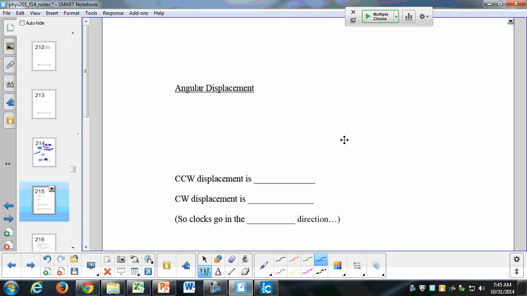Okay. Now, angular displacement. If you remember before, we had angular position was x, and our position was x, and our displacement was just x final minus x initial. We're going to have the same thing for angular displacement. It's going to be delta theta is equal to theta final, or I'm going to call it theta 2, minus theta 1, or you can say theta final minus theta initial.